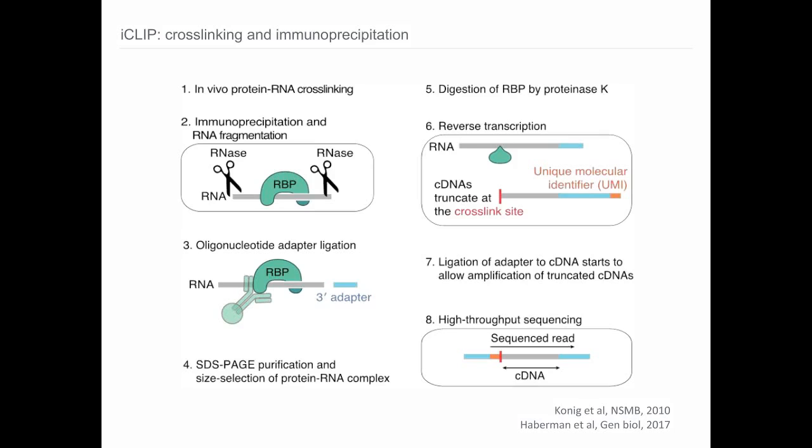And then we prepare the cDNA library. The central aspect of the iCLIP protocol is that it can actually amplify the cDNAs that truncate at the point of cross-linking. It only allows one adapter to be present on the RNA, and it can amplify these cDNAs by introducing the second adapter after the point of reverse transcription.